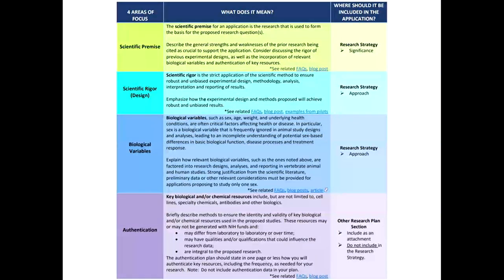So I would think about how reviewers are instructed to review the application. For the vertebrate animal section, they're really looking at animal welfare and safety. So if reporting by breaking it down by strain or arm would be important for that, then it might be relevant to have in the vertebrate animal section. But if it's much more about the science that's going on and the research strategy, then that's the best place to put it.